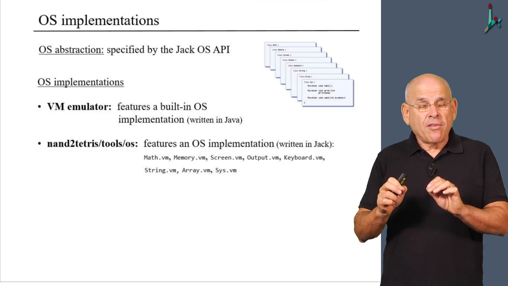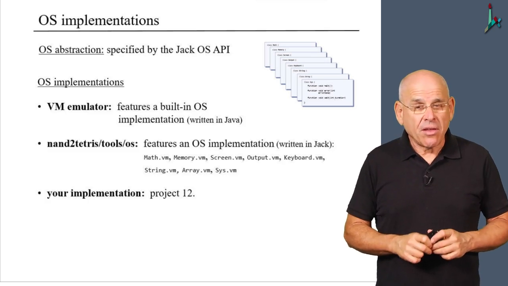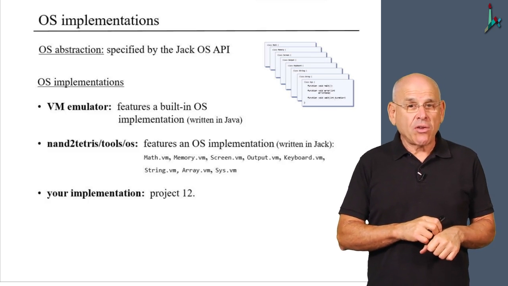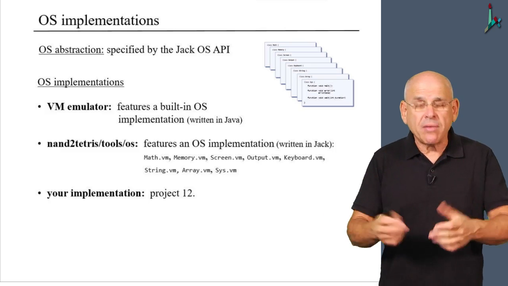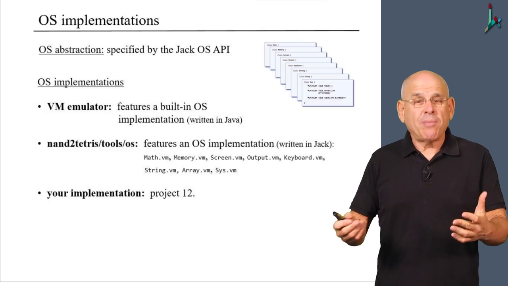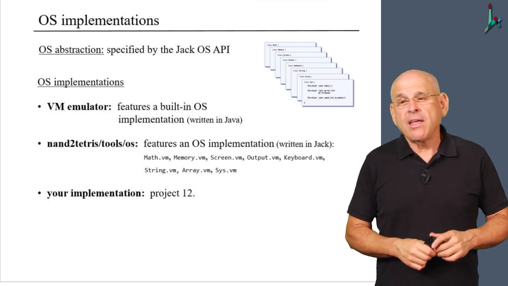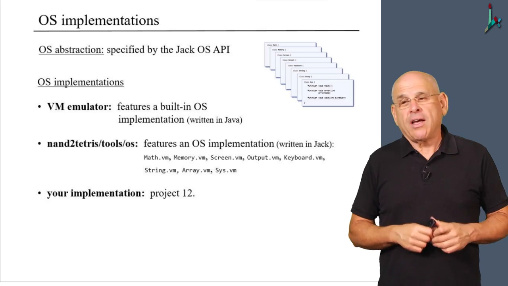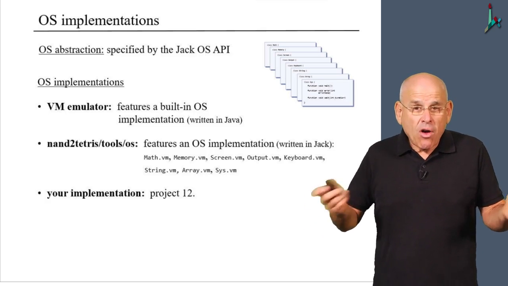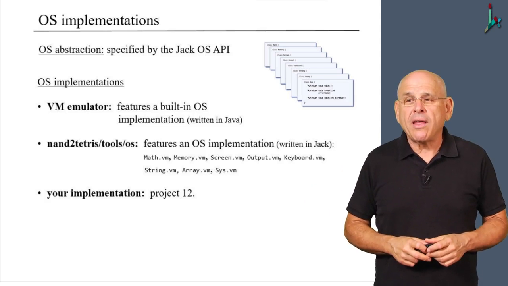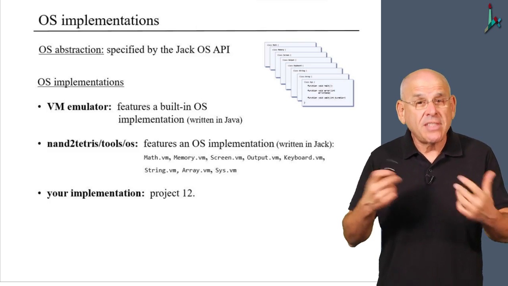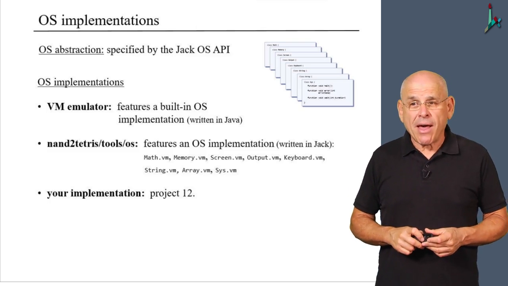And in project 12, you're going to do exactly the same thing. You're going to write these 8 OS classes in Jack yourself, and after you compile them, you will get your own set of 8 VM files, which presumably will deliver the same functionality as our VM OS classes. They will not necessarily be the same code, but hopefully they will have the same behavior because they seek to implement the same API.